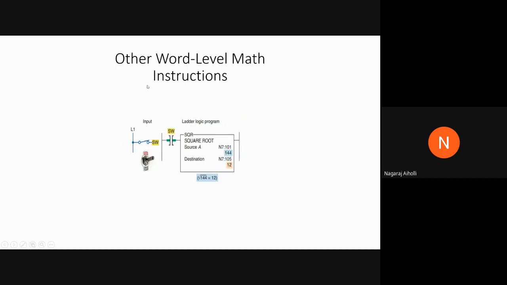Then we'll see the other word level math instructions. This is the square root instruction. When the switch is closed, again this examine if closed instruction is true, the rung becomes true, and the square root instruction is executed. When it is executed, the value in source is 144. The square root of 144 is 12, is it not? The answer is 12, that will be stored in the destination.